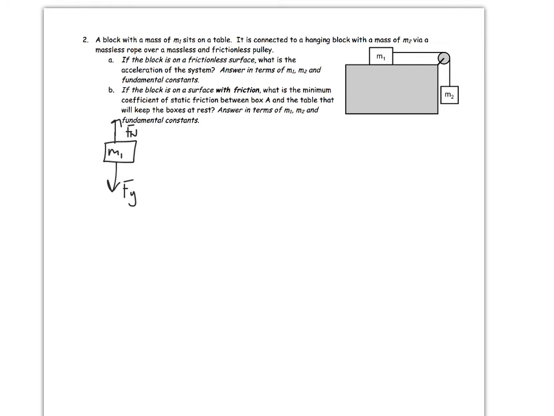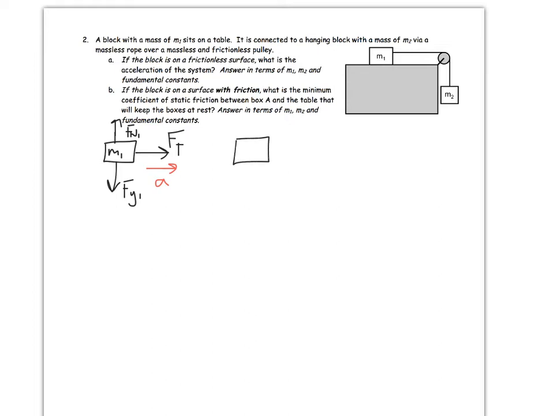So on M1, we have the normal force and the force of gravity. We also have a tension force pulling it to the right, which ultimately is leading to it accelerating to the right when this system is released. It's a frictionless surface, so the only force we have there is that force of tension going to the right.